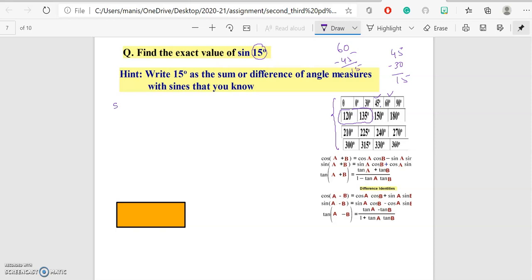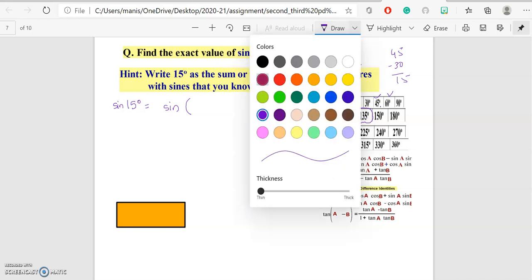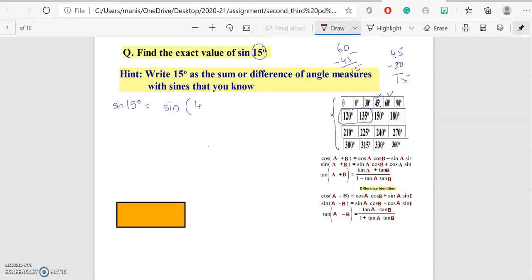So we came to the conclusion that my question says sine 15 degrees. I can rewrite it like this: sine of 45 degrees minus 30 degrees. What is 45 minus 30? That's your 15. I got those two numbers from this table, so it makes sense.